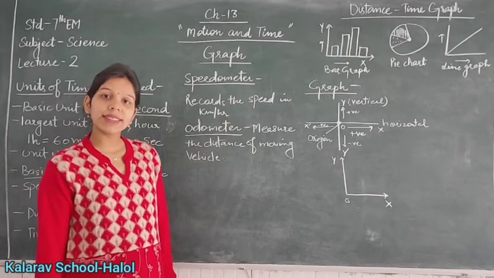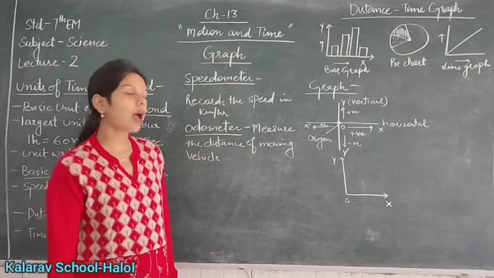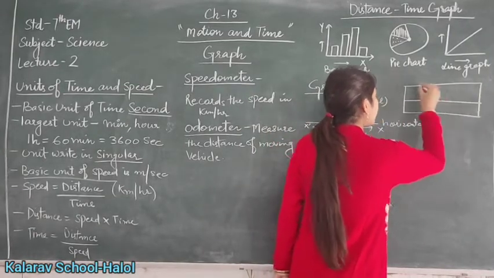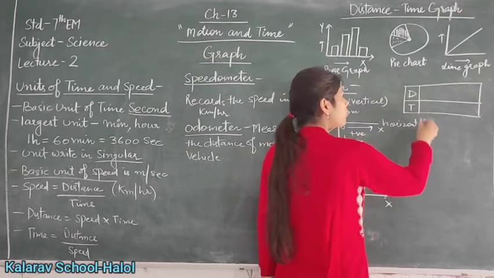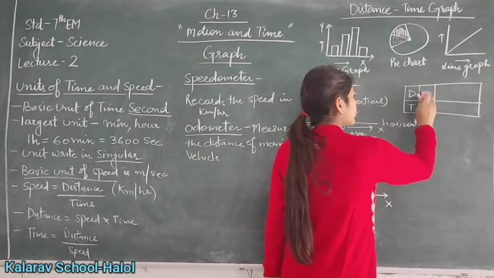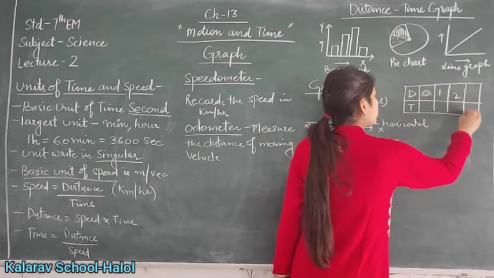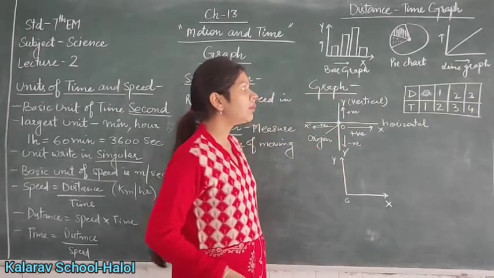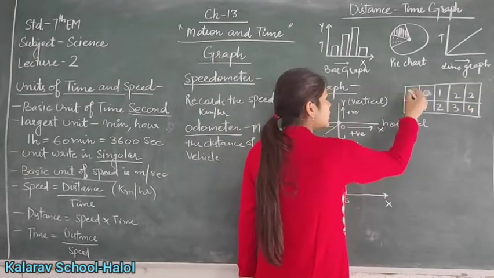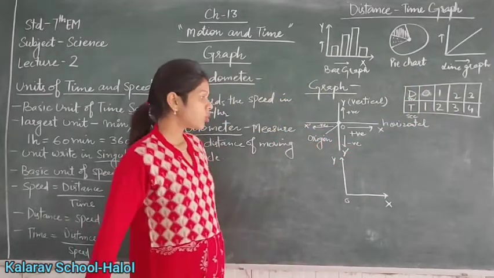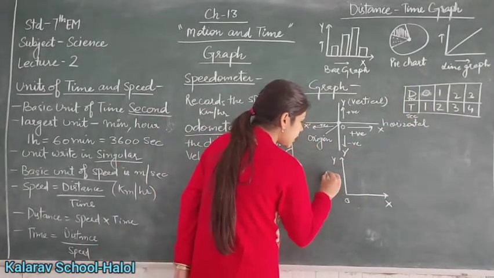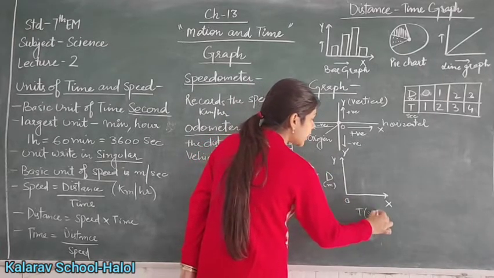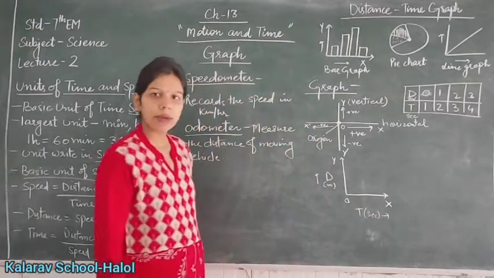So the next question arises, how do we draw the graph? Consider that we are given some values of distance and time, for example time 1, 2, 3, 4 and distance 0, 1, 2, 3. Time is in seconds and distance is in meters. So we always take distance in meters along the y-axis and time in seconds along the x-axis.